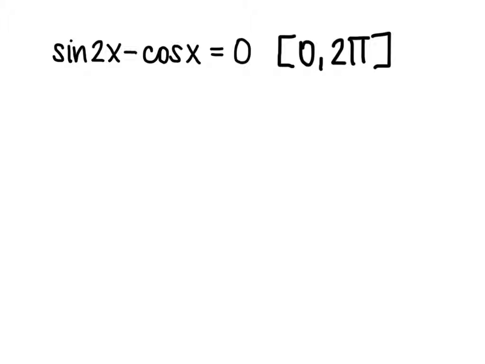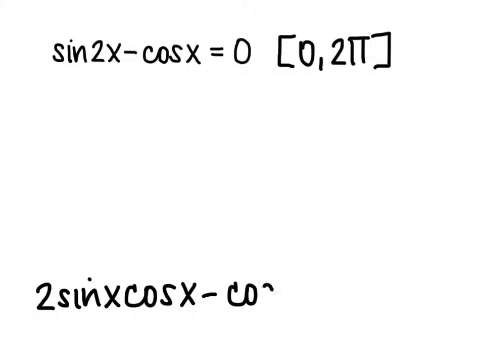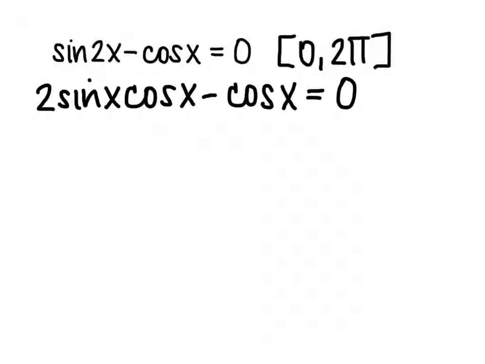So the first thing that I notice when I look at this problem is that I have a sine of 2x. Knowing my trig functions, I know that sine of 2x, I can rewrite that as 2 sine of x cosine x. That is the same thing as sine of 2x. So I'm going to replace that and say minus cosine x equals 0. By doing that, it's going to make the problem a lot easier to solve for x.